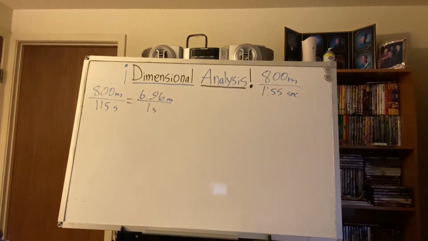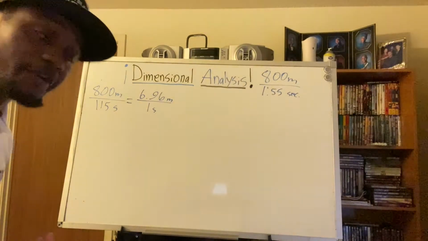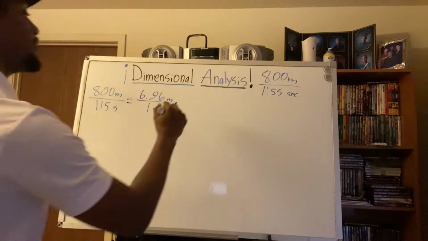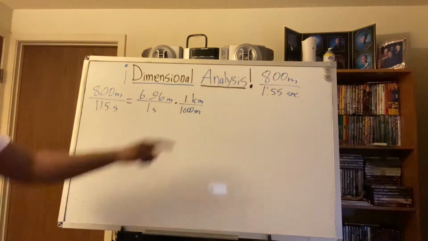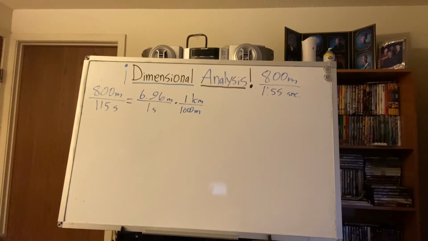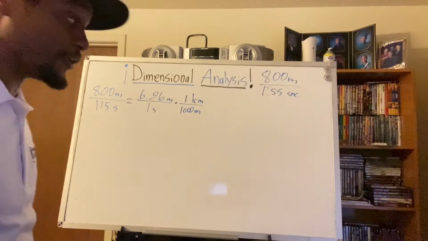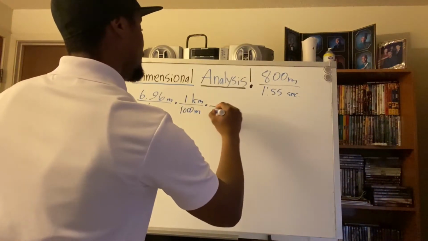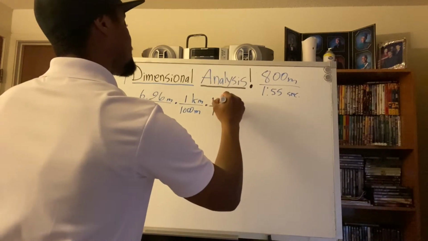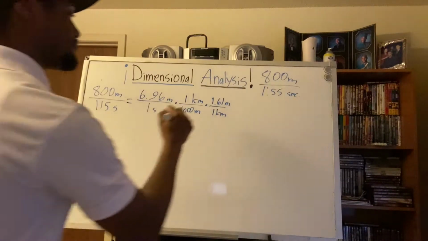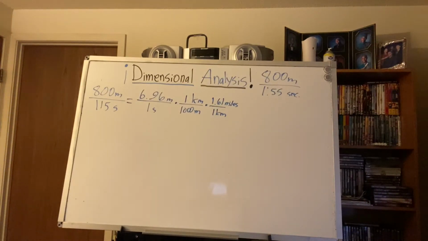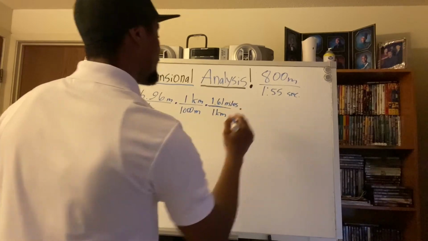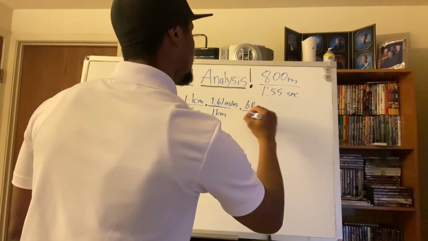All right, so from here, we're gonna need to know how many kilometers are in a meter. So we're gonna multiply this by 1 kilometer over 1,000 meters. So there's 1,000 meters in every kilometer, right? Now we need to know how many miles are in 1 kilometer. So we're gonna multiply this. Actually, 1 mile is 1.61 kilometers, so 1.61 kilometers on the bottom and 1 mile on top. Right? Now we need to know how many seconds are in a minute. That you should already know. We've got 60 seconds in 1 minute.